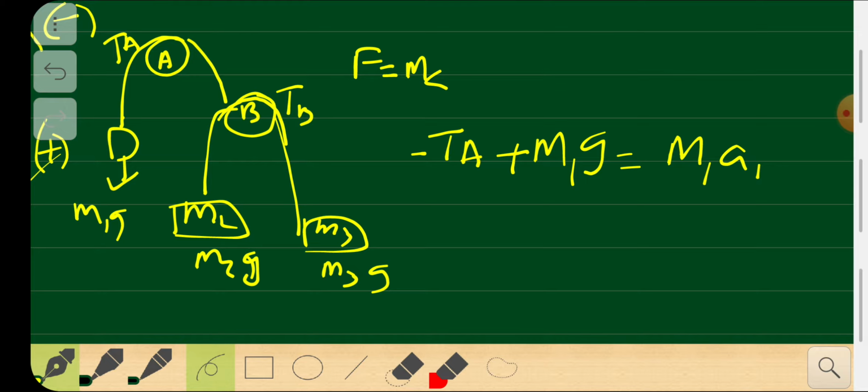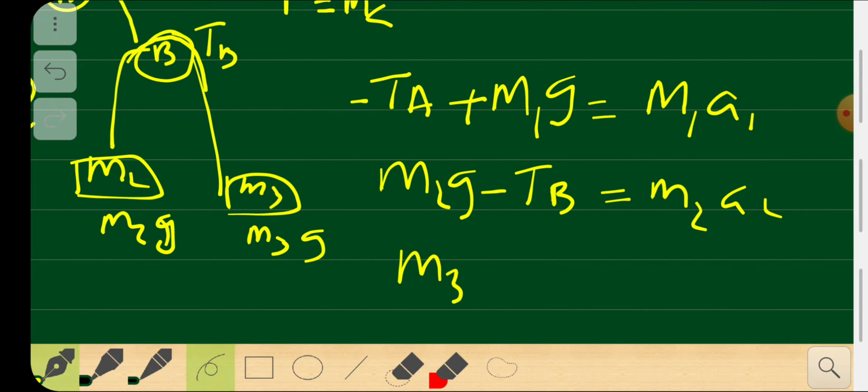Similarly, you can write for the second mass that m2g minus TB must be equal to m2a2, and m3g minus TB, which is the TB here, must be equal to m3a3, right?